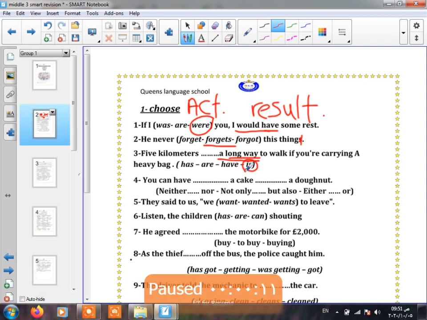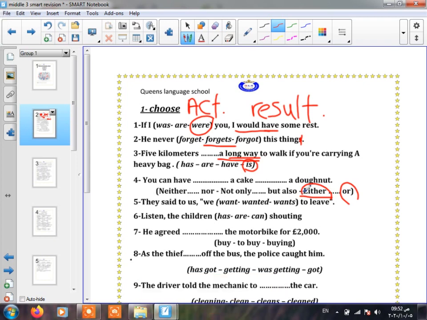Okay. Number 4, you can have dots a cake, dots a donut. Okay, you can have neither nor, not only but also, either or. So here my answer will be either or. So you can have either a cake or a donut. Okay?